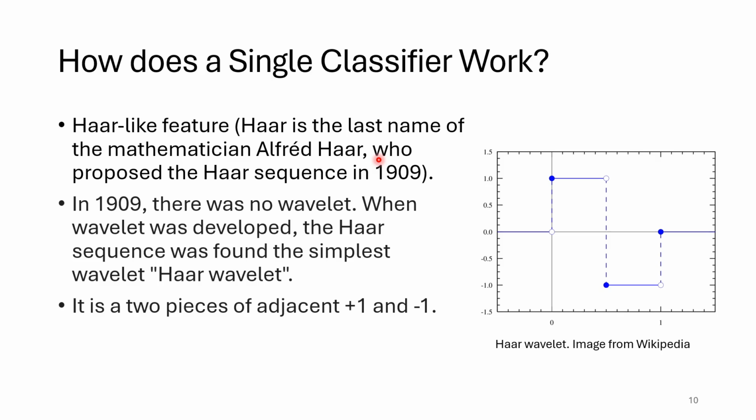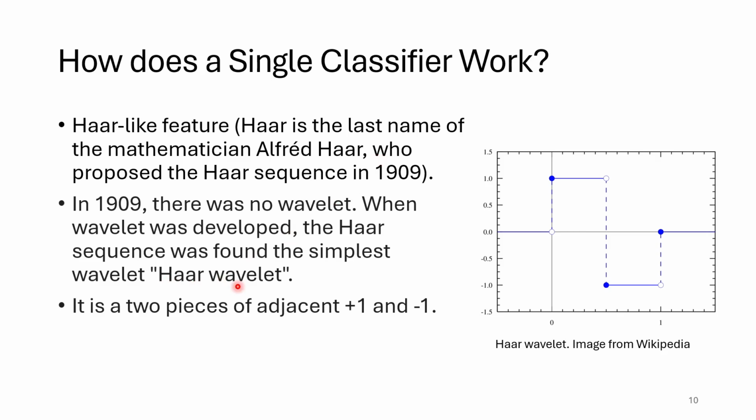What is Haar? Haar is the name of a mathematician, and he developed the Haar sequence more than 100 years ago. When he developed the Haar sequence, nobody knew what it was. I should say 100 years ago, there was no wavelet theory. But in recent years, 20 years ago, when people developed wavelet theories, they found the Haar sequence is the simplest type of wavelet. So they call it Haar wavelet.